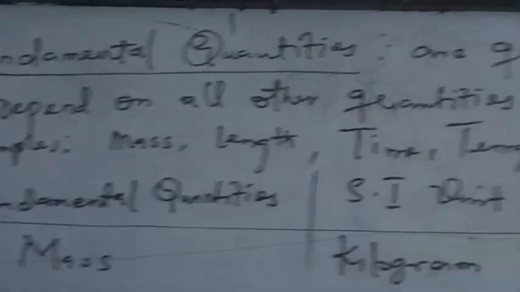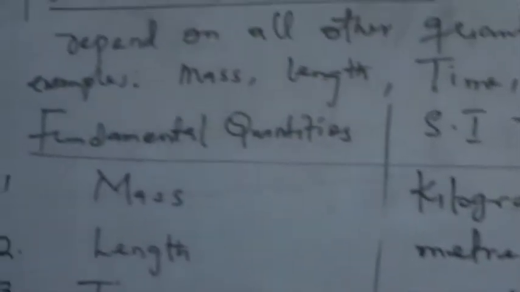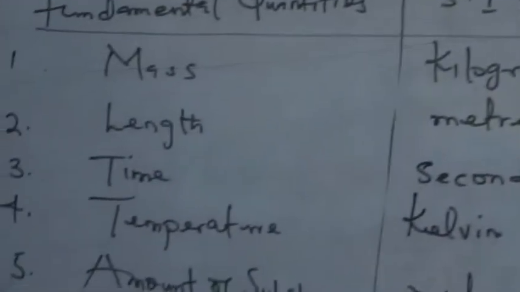Let me do some recap. I said fundamental quantities are quantities that do not depend on all other quantities. That is, independent quantities. They stand on their own. So we're going to be going to the next one, which is what? Derived quantities.